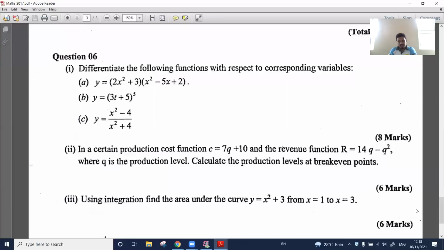Okay, cost function is correct. 7q plus 10, 14q minus q squared also okay. 7q minus q squared minus 10, correct. So what should be the values here? 2 and 5, isn't it? The answer should be 2 and 5.